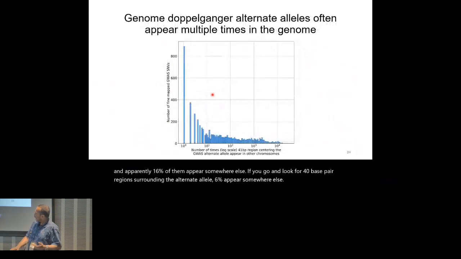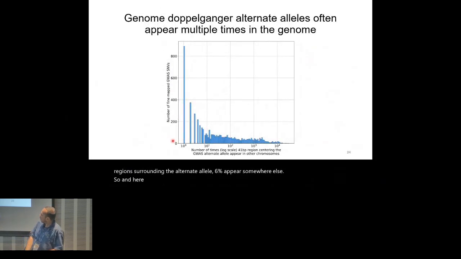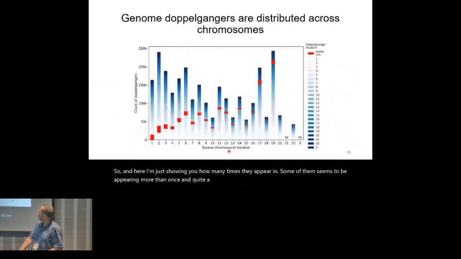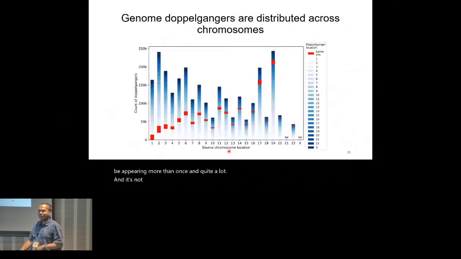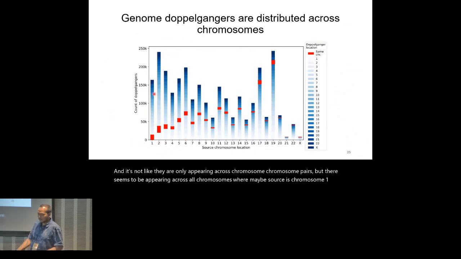Here I'm just showing you how many times they appear, and some of them seem to be appearing more than once, and quite a lot. And it's not like they are only appearing across chromosome pairs, but they seem to be appearing across all chromosomes, where maybe the source is chromosome 1, but you do see them across all other chromosomes.